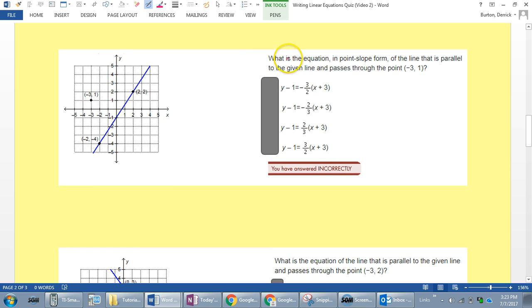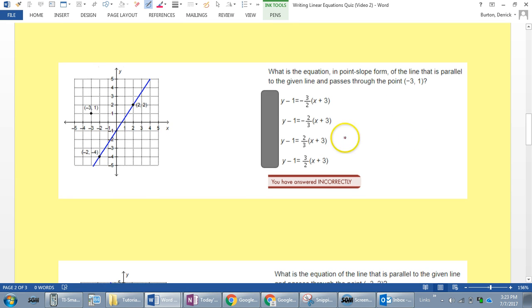All right, let's see. What is the equation in point-slope form? And so look at all these. This is that other form, point-slope form, of a line that's parallel to the given line and passes through this point. Okay, so there's that word parallel again. So that means it should be the same as whatever is going on here.